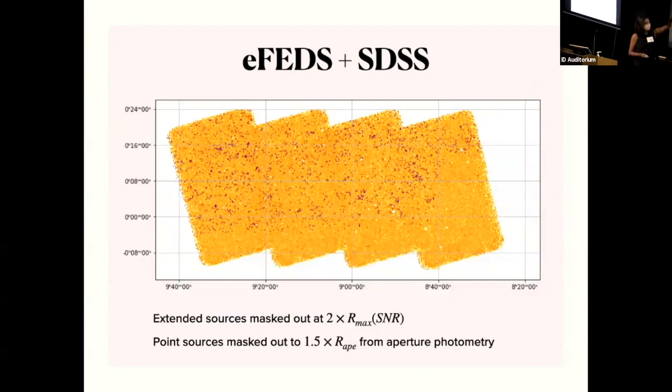I was working with this test patch that's called EFEDS. It's the eROSITA Final Equatorial Depth Survey. This was data that was collected over the course of the first 3 months of the launch of eROSITA. And it's a relatively small patch of sky. It's 140 square degrees, so about 1/300th of the data that we will have in the future.